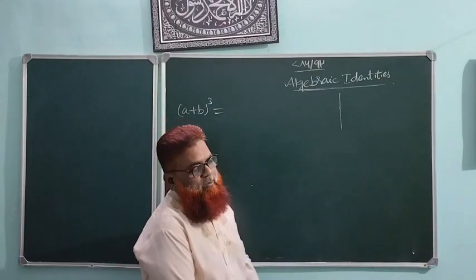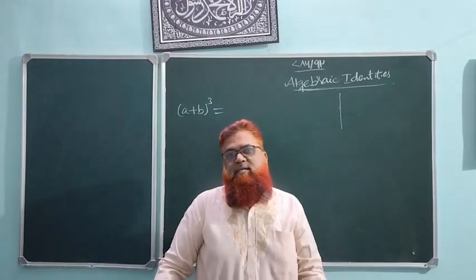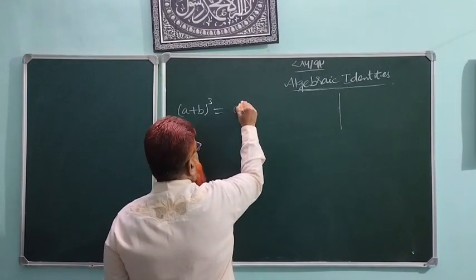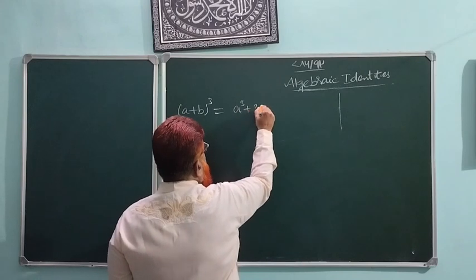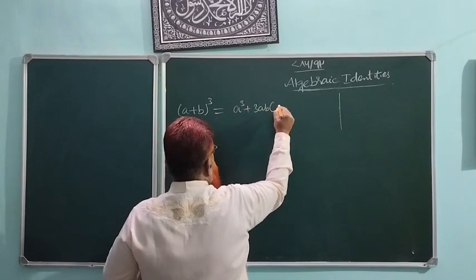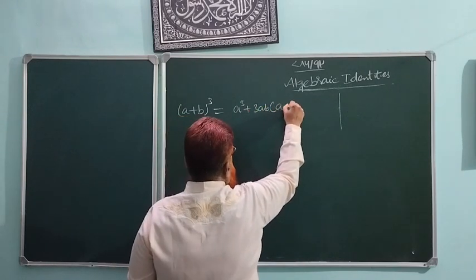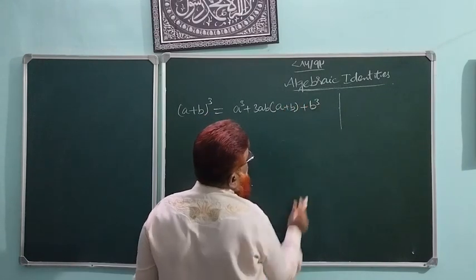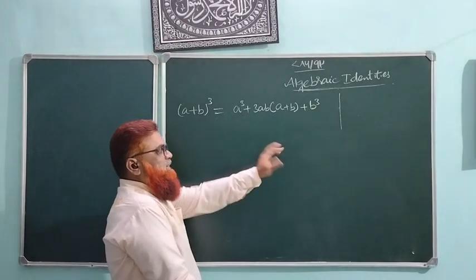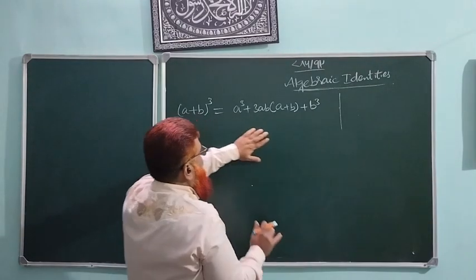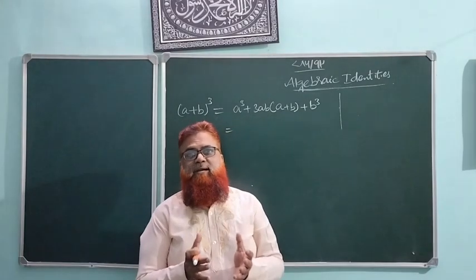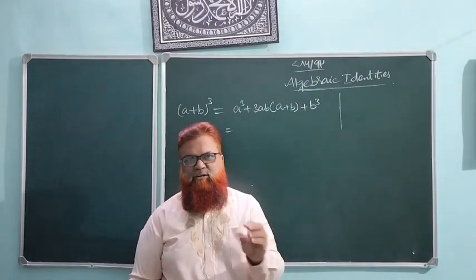(a + b) whole cube. What's (a + b) whole cube? It is written as a³ + 3ab(a + b) + b³. This is the expansion. Still, we can expand and simplify it in a very simple and lucid manner. Look at the board.